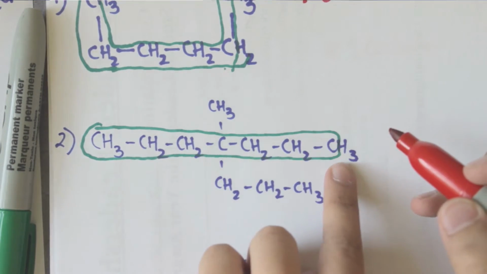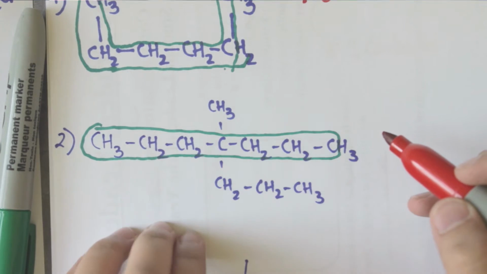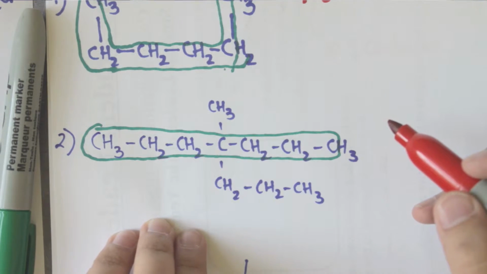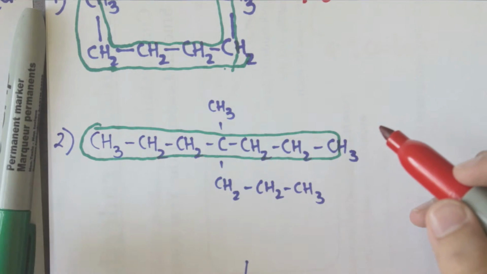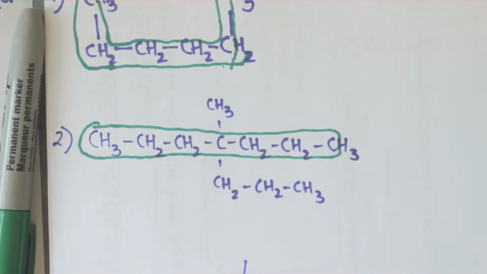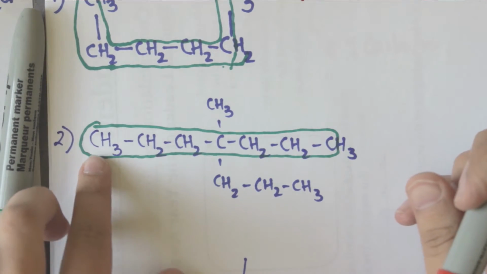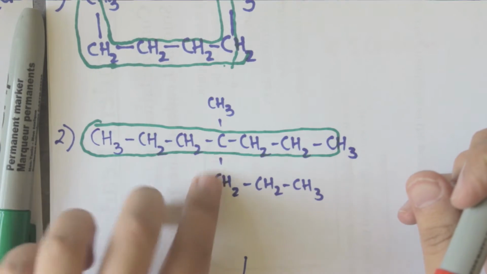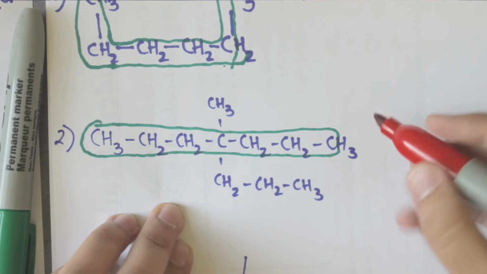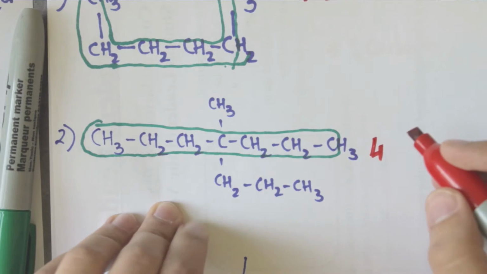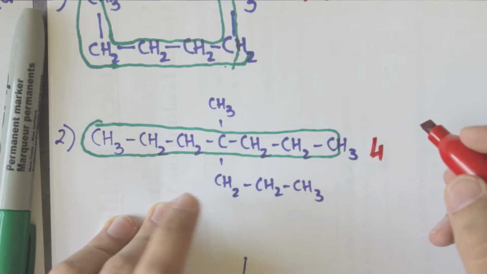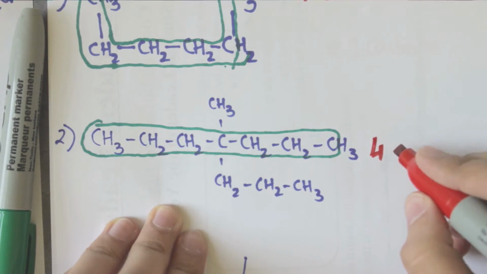You can also go this way, and it's 1, 2, 3, 4. That happens when you have an odd number of carbons. The middle one, you go either way. It still adds up to the same position. So if you go this way, it's 1, 2, 3, 4. That 4 tells us the location of the branches. So it's going to be 4. And because we said methyl comes before propyl alphabetically, it's going to be 4-methyl.